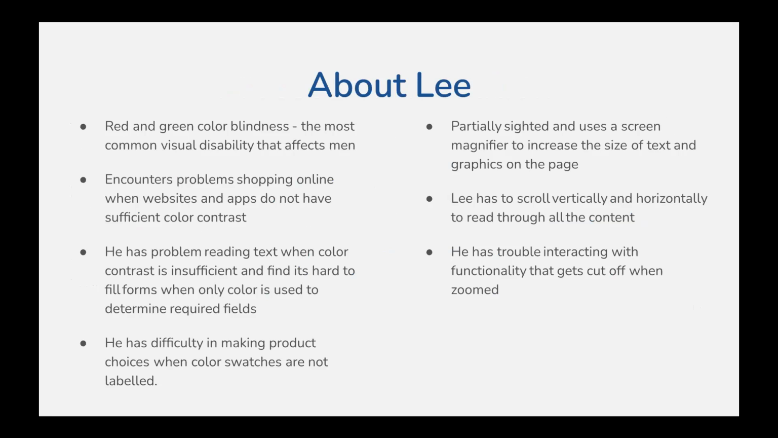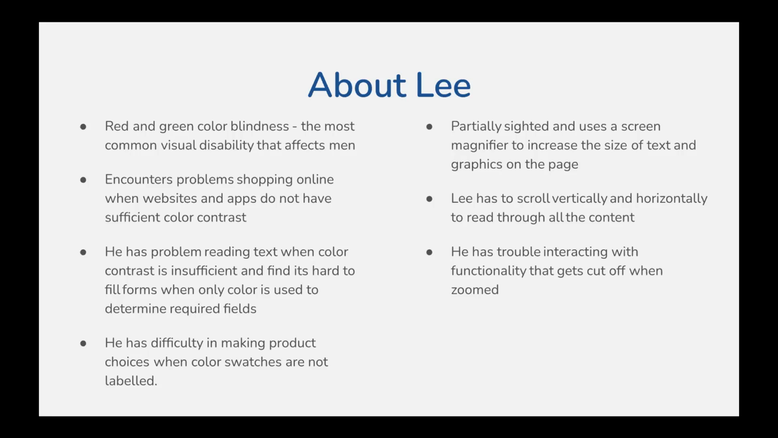So they have red and green color blindness, which is one of the most common ones among men. They encounter problems shopping online when websites and apps don't have sufficient color contrast. He has a problem reading text when the color contrast is not sufficient, and it's hard to fill forms when only color is being used to determine required fields. It's also hard for them to make choices when they're just seeing color swatches rather than labeled colors for product options. They're also partially sighted, so they're using screen magnification software to increase the size of the text and graphics on the page.